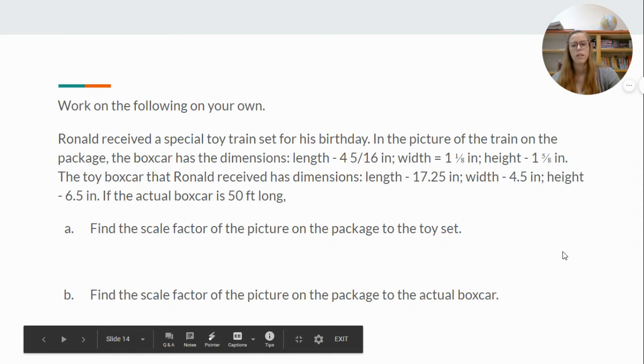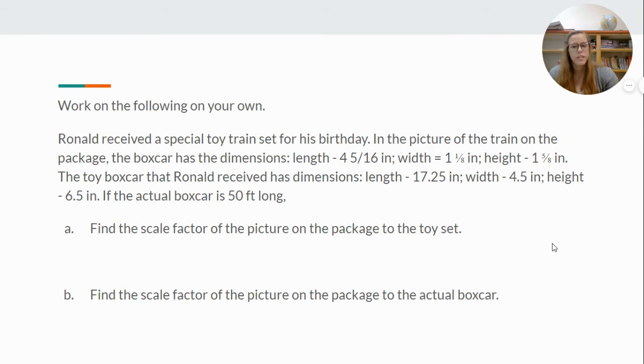Okay, so try this one on your own. It is a little difficult, but that's okay. Challenge is good. So I'll read it for you and then you can pause and work on it. Ronald received a special toy train set for his birthday. In the picture of the train on the package, the boxcar has the following dimensions.